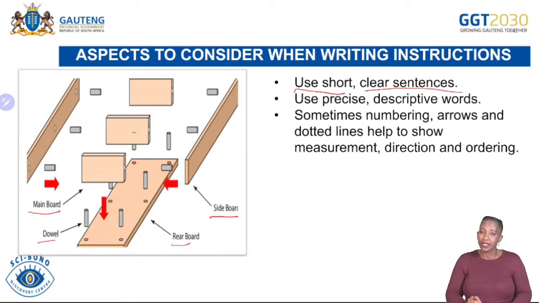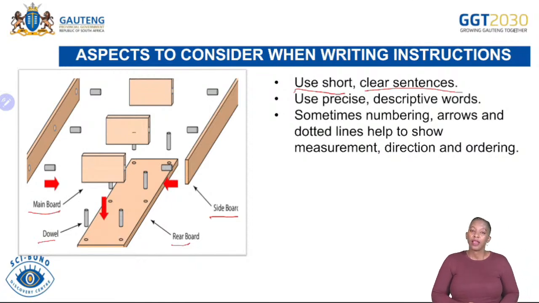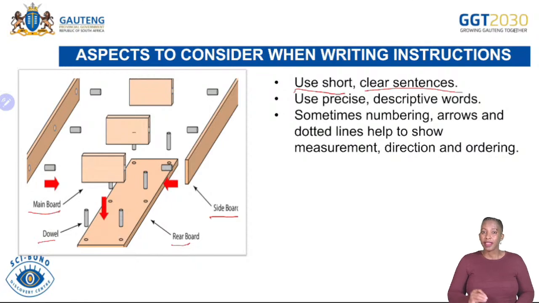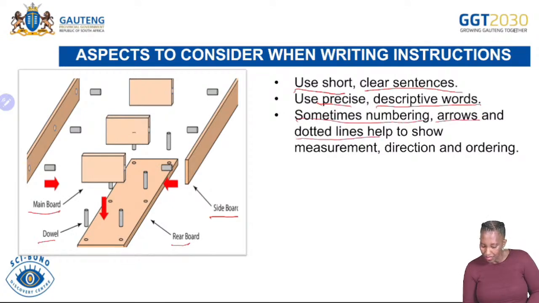Even if you can't read, say maybe you are helping your father or your brother or any elderly person in your area, or your neighbor, to put together the item that they bought, you are able to say to them, okay, fine, mommy, let's check what they are saying here. Then we compare and say, okay, this one looks like that, because remember the instruction is clear now, and they've used precise and descriptive words. Sometimes numbering, arrows and dotted lines help you to show the measurement, direction, and ordering.